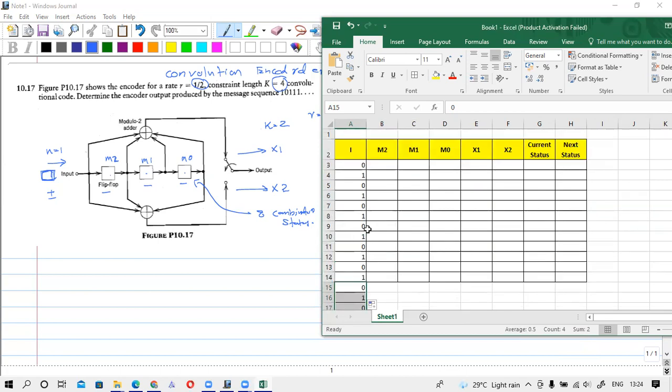Okay, so this is our input. You can see that altogether we will have 16 combinations, because there are 8 status, and each status needs 2 inputs, 0 and 1. So altogether there are 16 combinations.